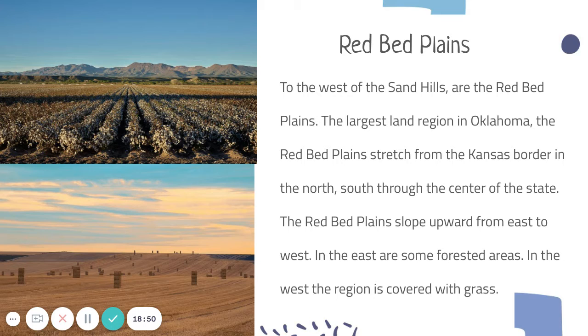Well, within the Red Bed Plains, we see that in the east, closer to Arkansas, it's going to have some forested areas. And then in the west, closer to Colorado and New Mexico, it's going to have more grass. It's not going to have a lot of trees. Okay, so we see that there are not rigid lines. It's not a stop and a start. Each of these regions flow into each other and influence each other where they have borders. They influence each other and share different distinctions. So we see this influence, we see this impact.